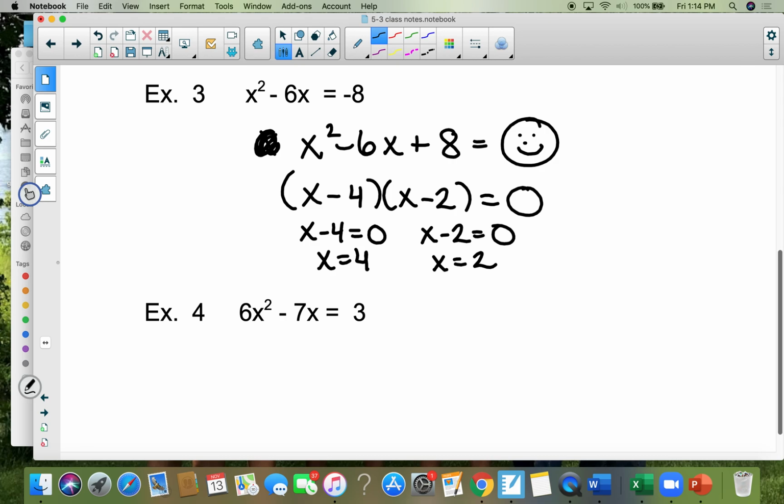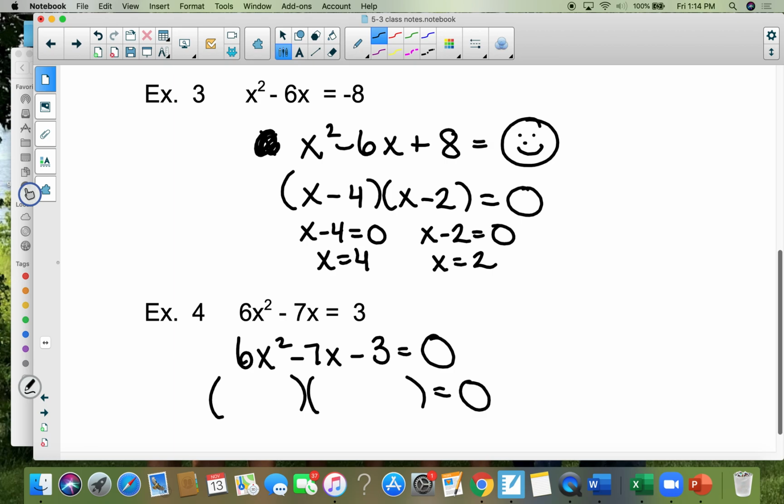Okay, the last one, 6x squared minus 7x. Again, you have to bring over the 3. Set it equal to 0. 2 sets of parentheses. I'm going to try the 2x and the 3x. And I'm going to put the 3 here and the 1 here, which are factors of 3, and factors of 6. That will give you 7 in the middle. This needs to be the negative, and this needs to be the positive.